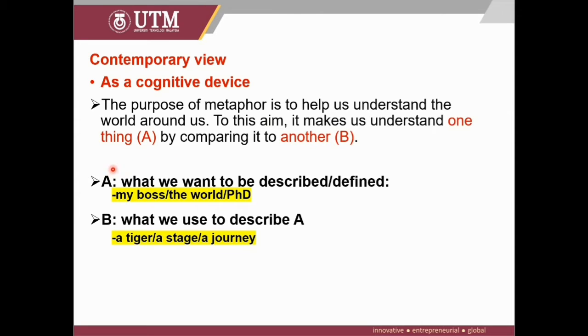In this comparison, we have two components. As you can see here, we have A, that is what we want to be described or defined. For example, my boss, the world, and PhD, and we have B, that is what we use to describe A. So for example, we have a tiger, a stage, and a journey. So we will have my boss is a tiger, the world is a stage, and PhD is a journey.